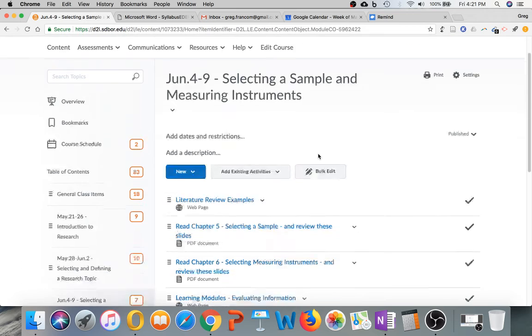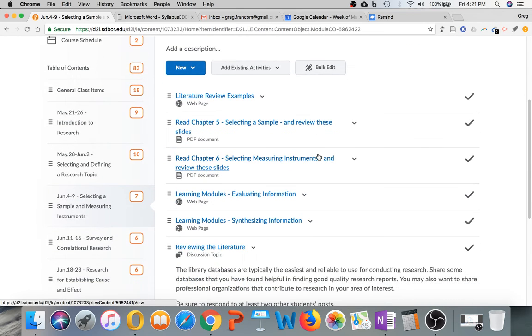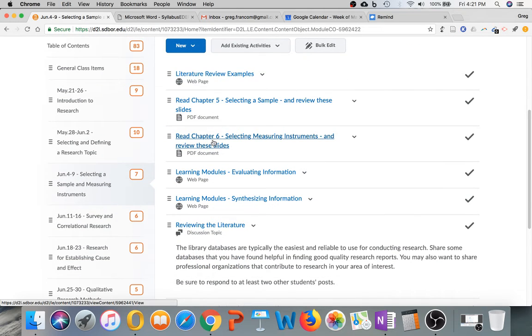So, literature review examples. This will help you get ready for the assignment coming up too. You're going to read chapters 5 and 6 and review those slides there. So you're going to read about selecting a sample, and you'll want to think about these as you go forth. Think about your own research proposal that will come in the future.